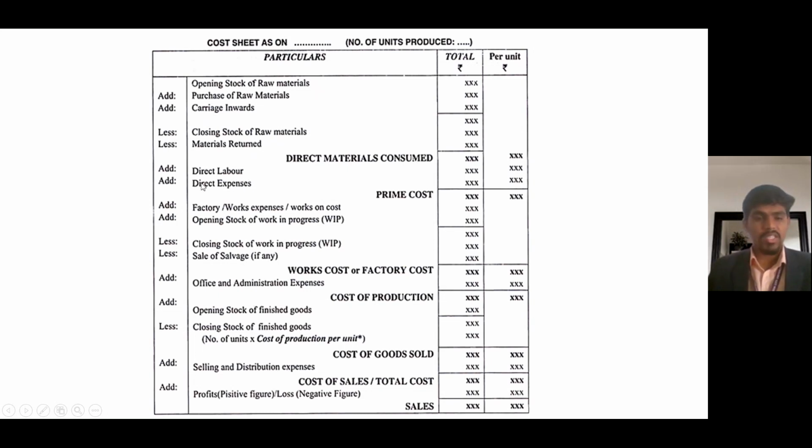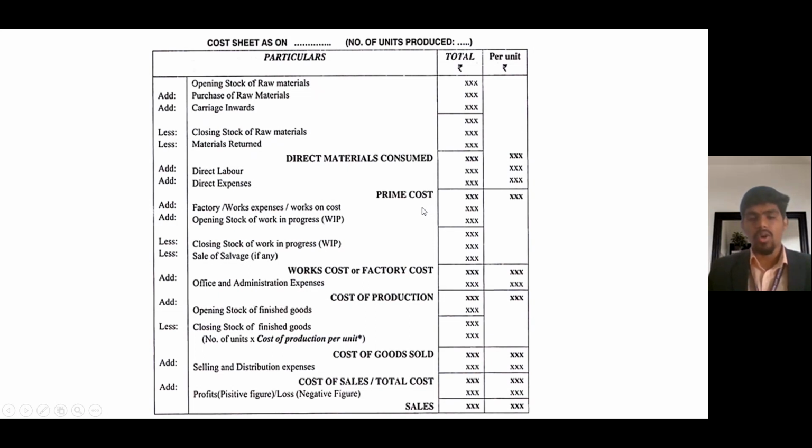Next is add direct expenses. To purchase these raw materials and convert them, all the expenses involved are taken here as direct expenses. After all deductions and additions, we will find the prime cost.